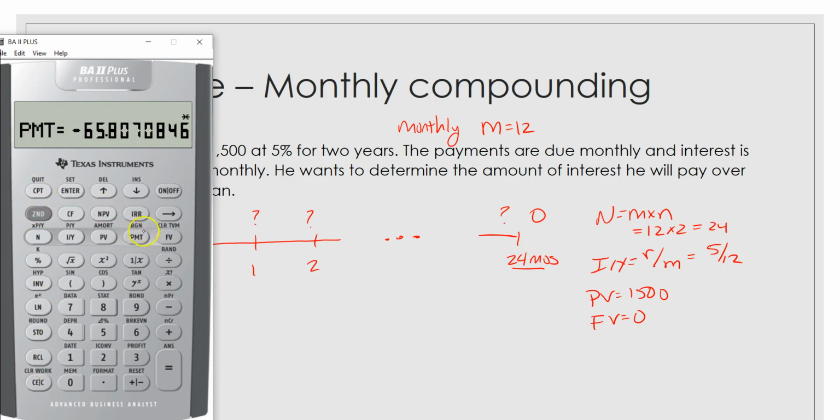So our payment was $65.81, and to answer this question, it was second amortization, period 1. Period 1, enter. Period 2 would be the end of the second year, so 24 months. $0 balance, paid $1,500 in principal, $79.37 in interest.